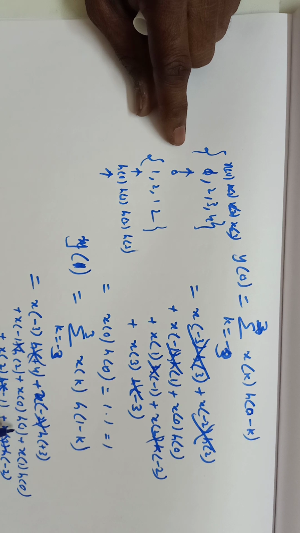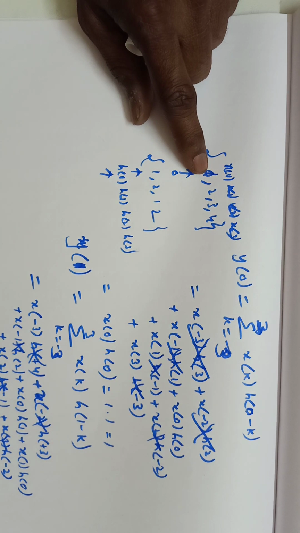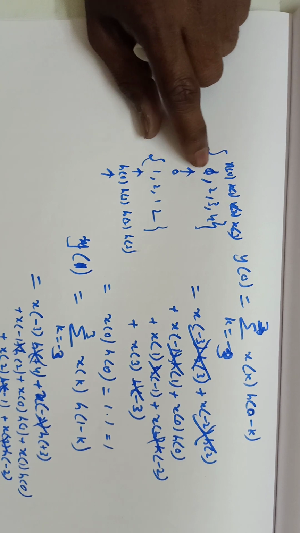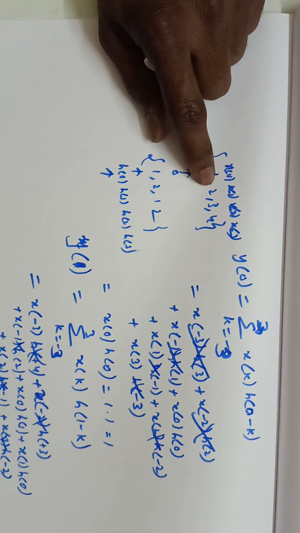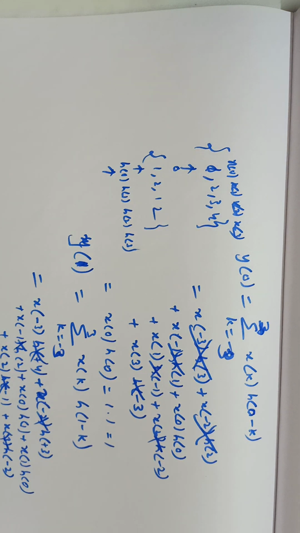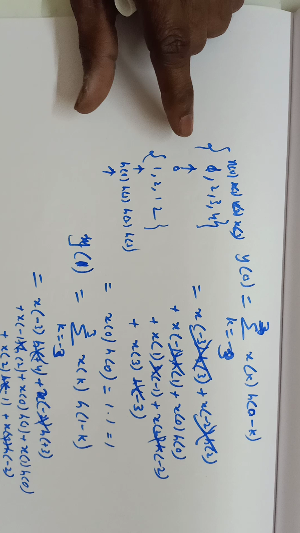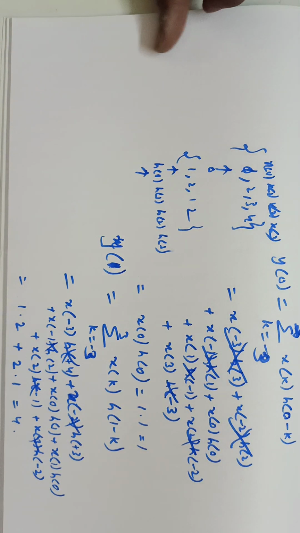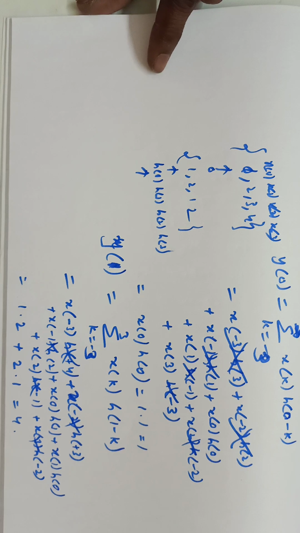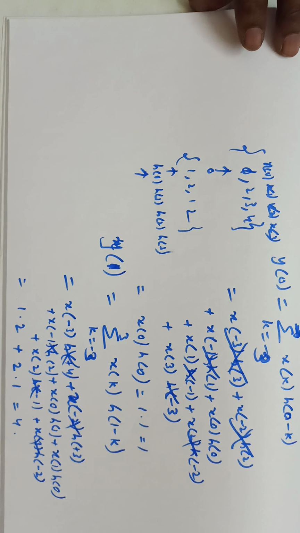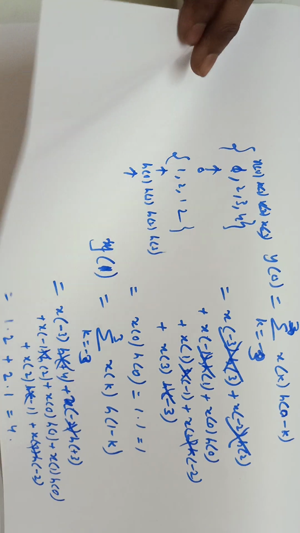x of 0 into h of 1. x of 0 is 1 and h of 1 is 2, plus x of 1 into h of 0, which is 1. So it will be 4. Similarly we can find out the value for n from 0 to 6. So this is one method to find out the linear convolution.